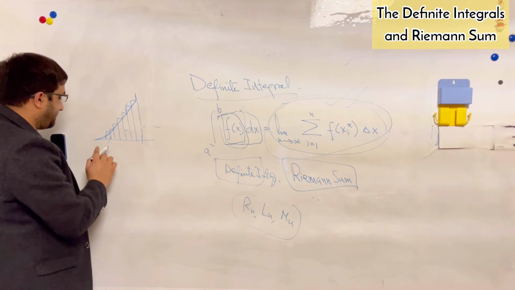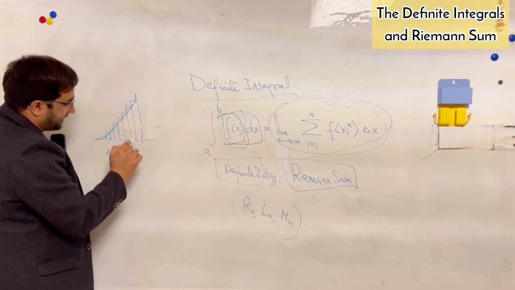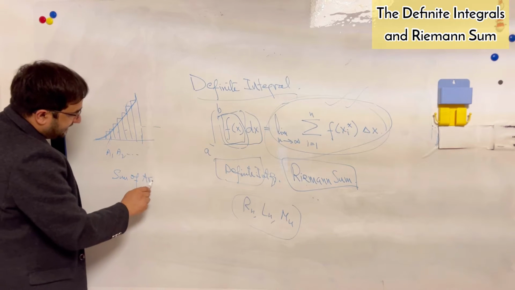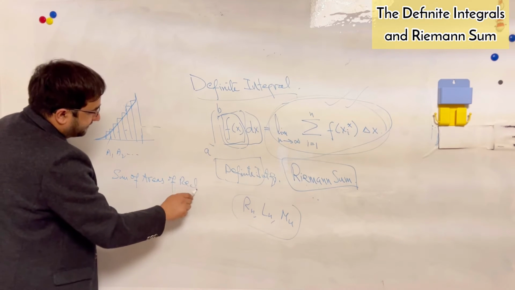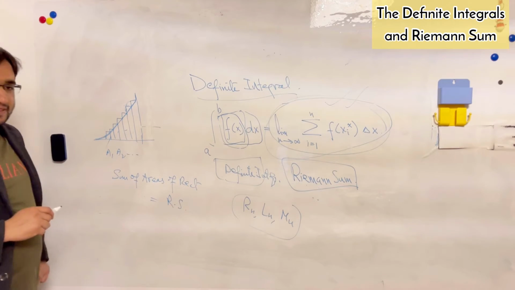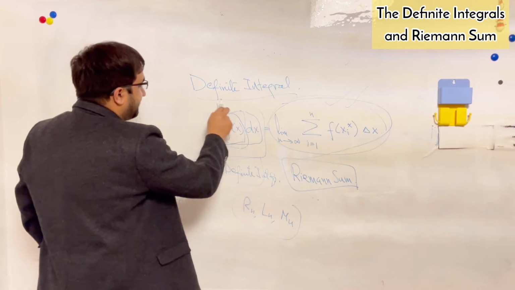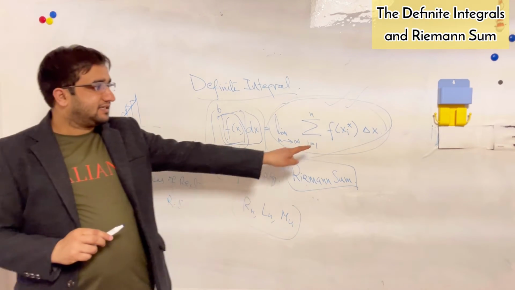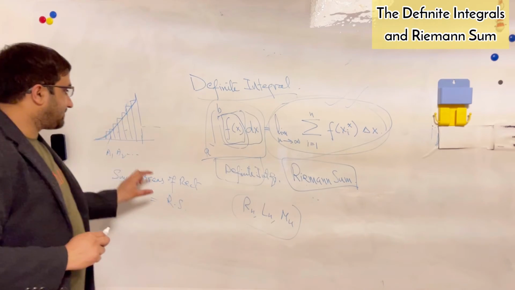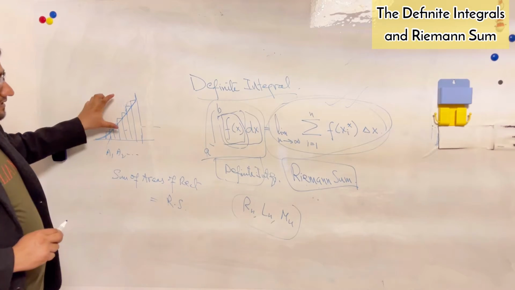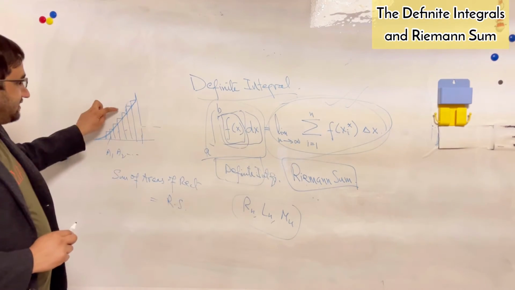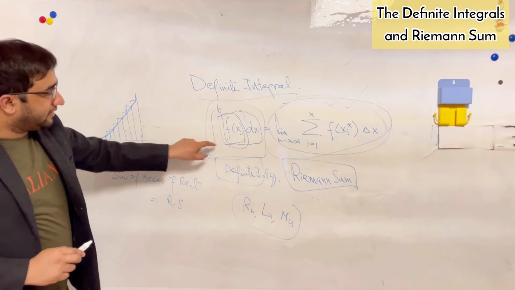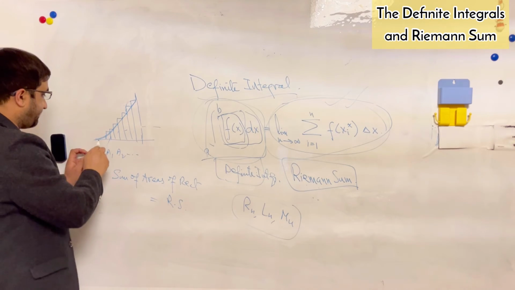Now say this is area 1, area 2, each rectangle has an area. The Riemann sum says that the sum of the areas of all these rectangles is equal to the Riemann sum. In the case of the Riemann sum, the margin of error depends on delta. The smaller you take these widths, the more accurate the result will be. The larger you take them, the more error will appear. Now, what is the definite integral? The interval is the same, a to b.